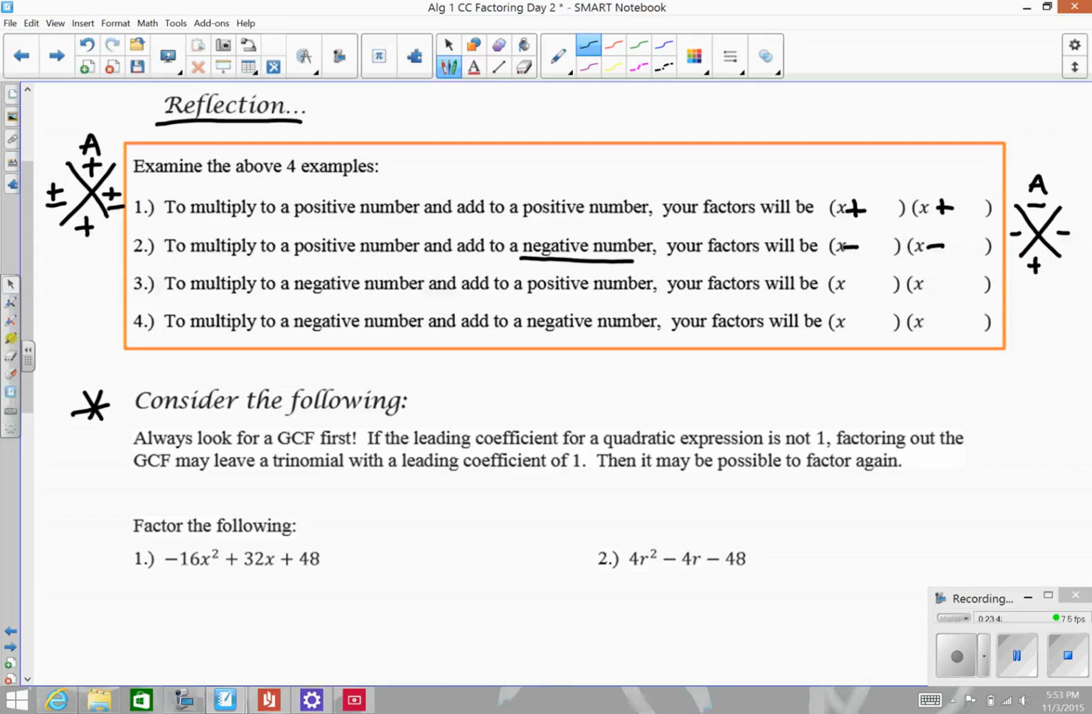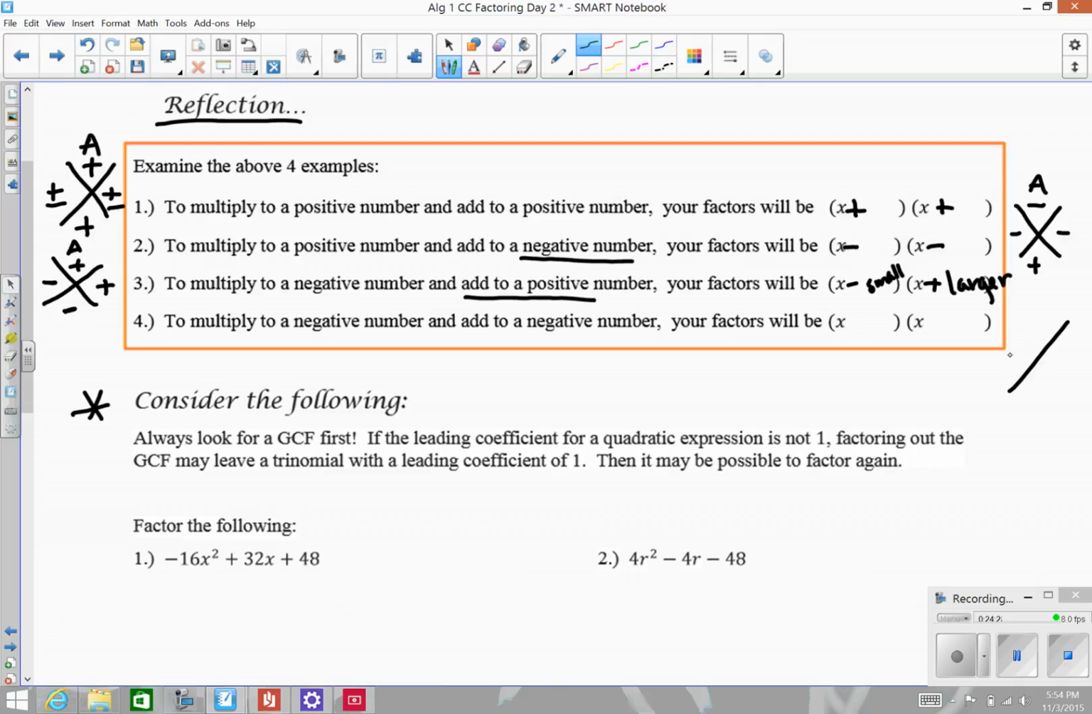Number 3, let's say we have to multiply and get a negative number and add to get a positive. So when I'm adding, I want a positive, but when I multiply, I get a negative. The only way I can multiply and get a negative is if one of my integers is a negative and the other is positive. So I'm going to have one negative, one positive. But if I'm going to add up to get a positive number, then my positive factor here must be the larger of the two numbers, and the negative is going to be the smaller.